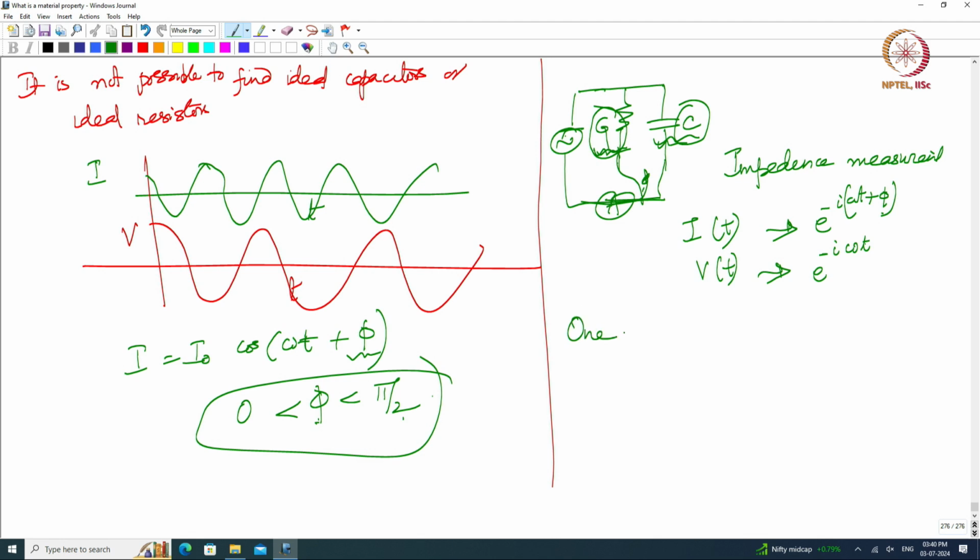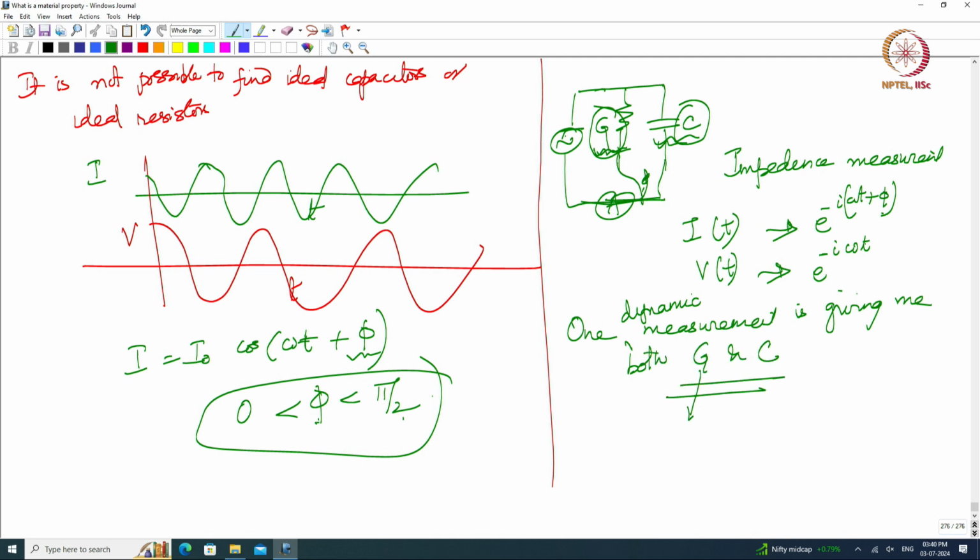So, one dynamic measurement is giving me both G and C. G is the dissipative property, it talks about charge dissipation. G is actually 1 by R, right. So, R is the resistance, G is the conductance, okay, and C is the energy storing property, or a conservative property.